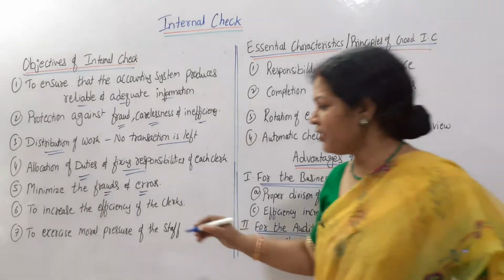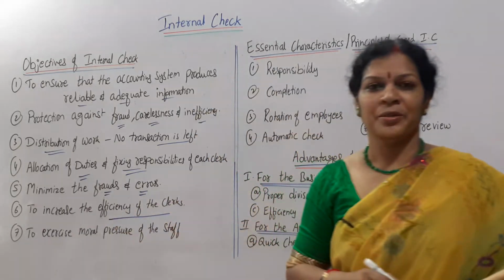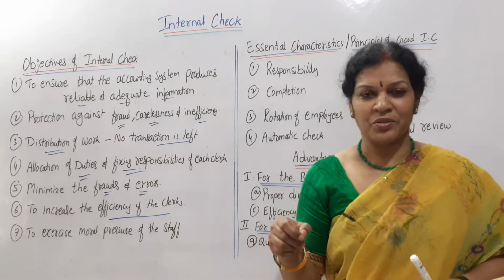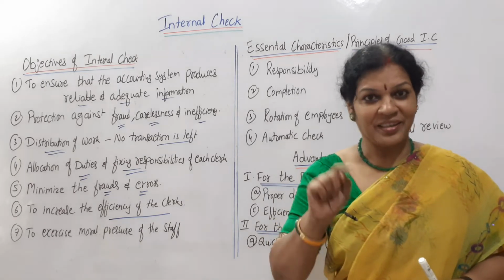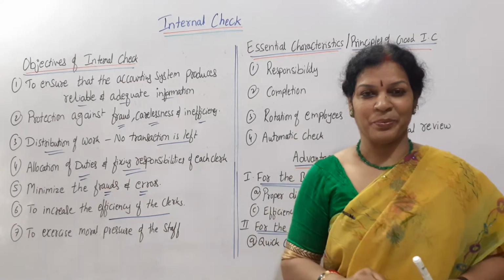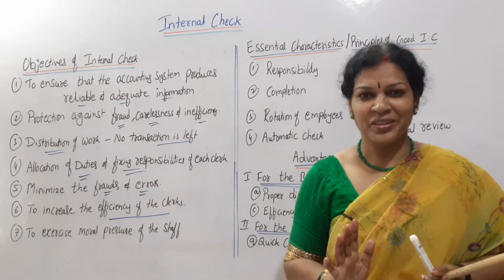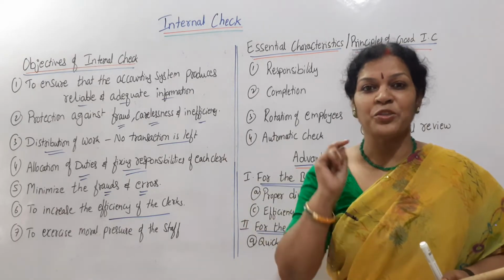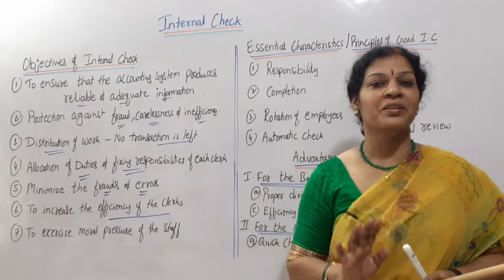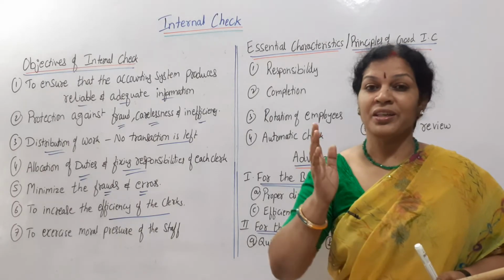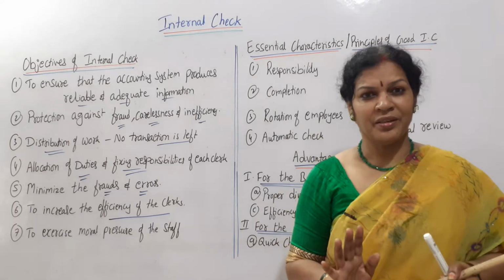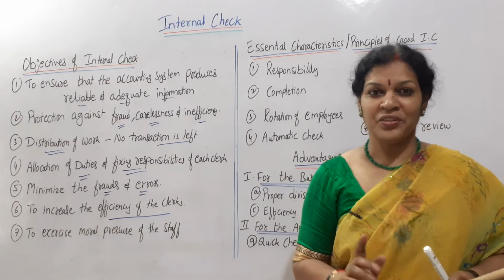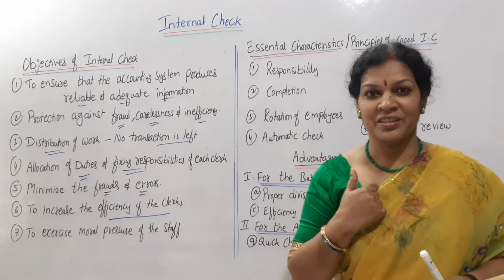In the same way, the next one is to increase the efficiency of clerks. Clerk's efficiency definitely is going to increase, because suppose I am a clerk, I am writing my accounts, transactions. What I have written is checked by another person. And how should I work? I don't want to give any scope to the other person to catch my mistakes. So I'll work very carefully with alertness, and I am very prompt in writing all the accounting entries. So my efficiency will be increased.